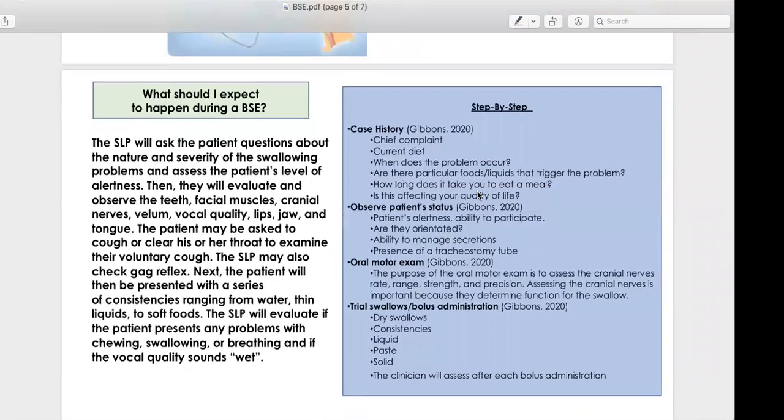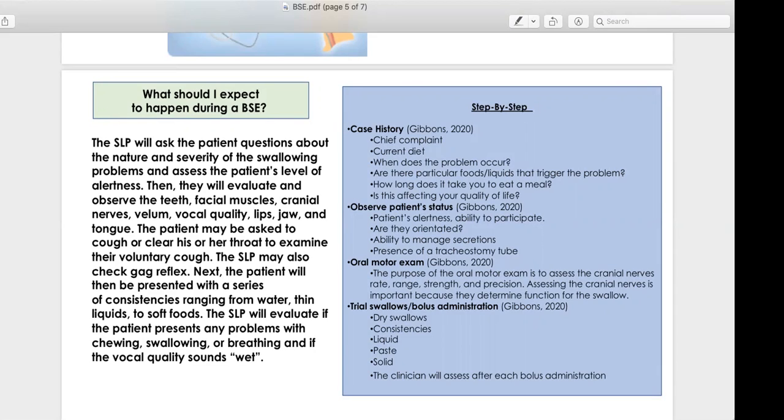Okay, so what should I expect to happen during the bedside swallow examination? The SLP is first going to ask the patient questions about the nature and severity of their swallowing problems, and then assess the patient's level of alertness. They will then evaluate and observe the teeth, facial muscles, cranial nerves, velum, vocal quality, lips, jaw, and tongue. The patient may also be asked to cough or clear their throat, which assesses the voluntary cough. The SLP may also check for the gag reflex.